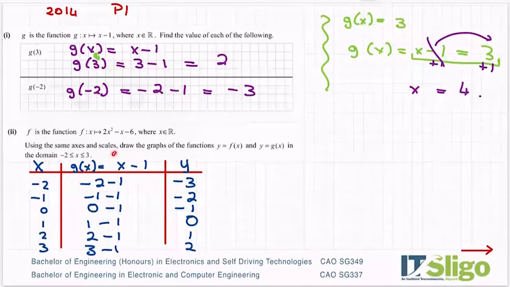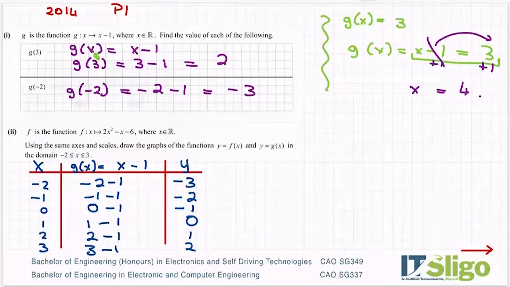You can, of course, put this into your calculator using mode setup, picking the table option. Your start is minus 2, your end is 3, and you're going up in steps of 1. Of course, you can do that, no problem at all. Okay, so that's one of the graphs we have to do.